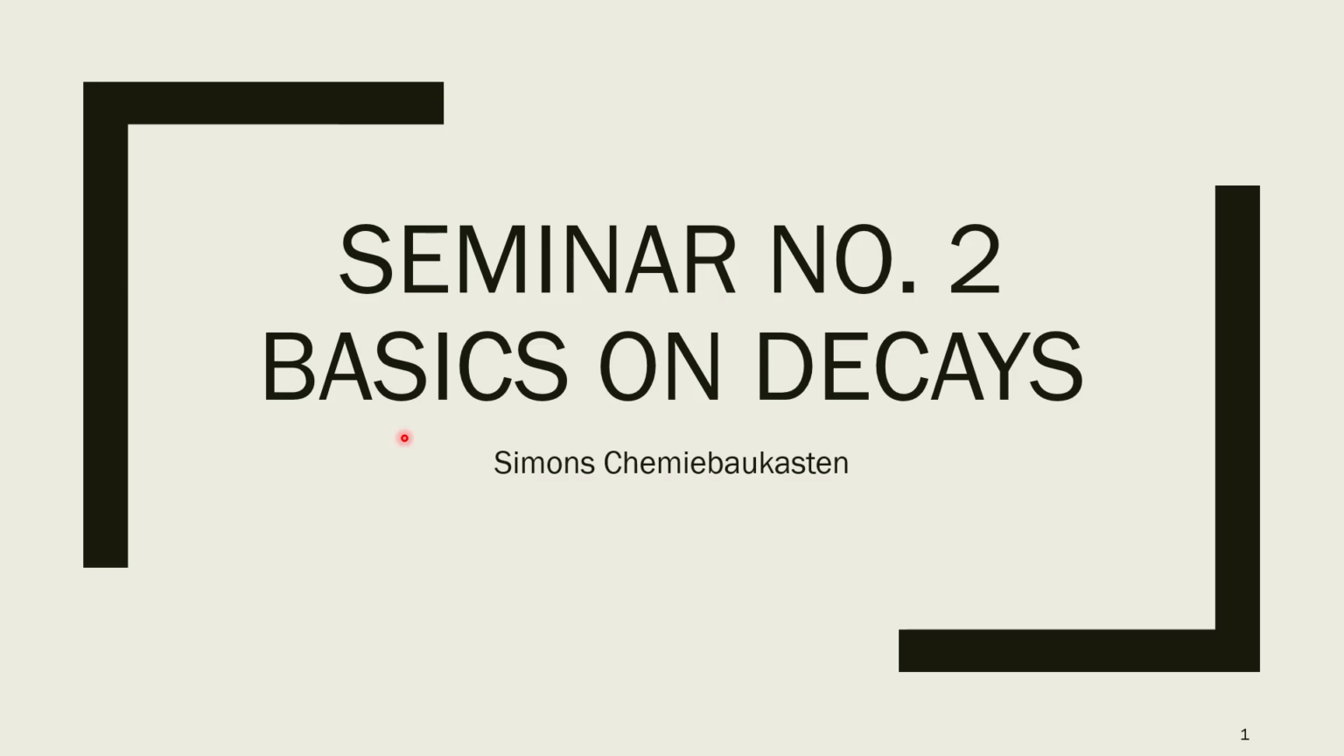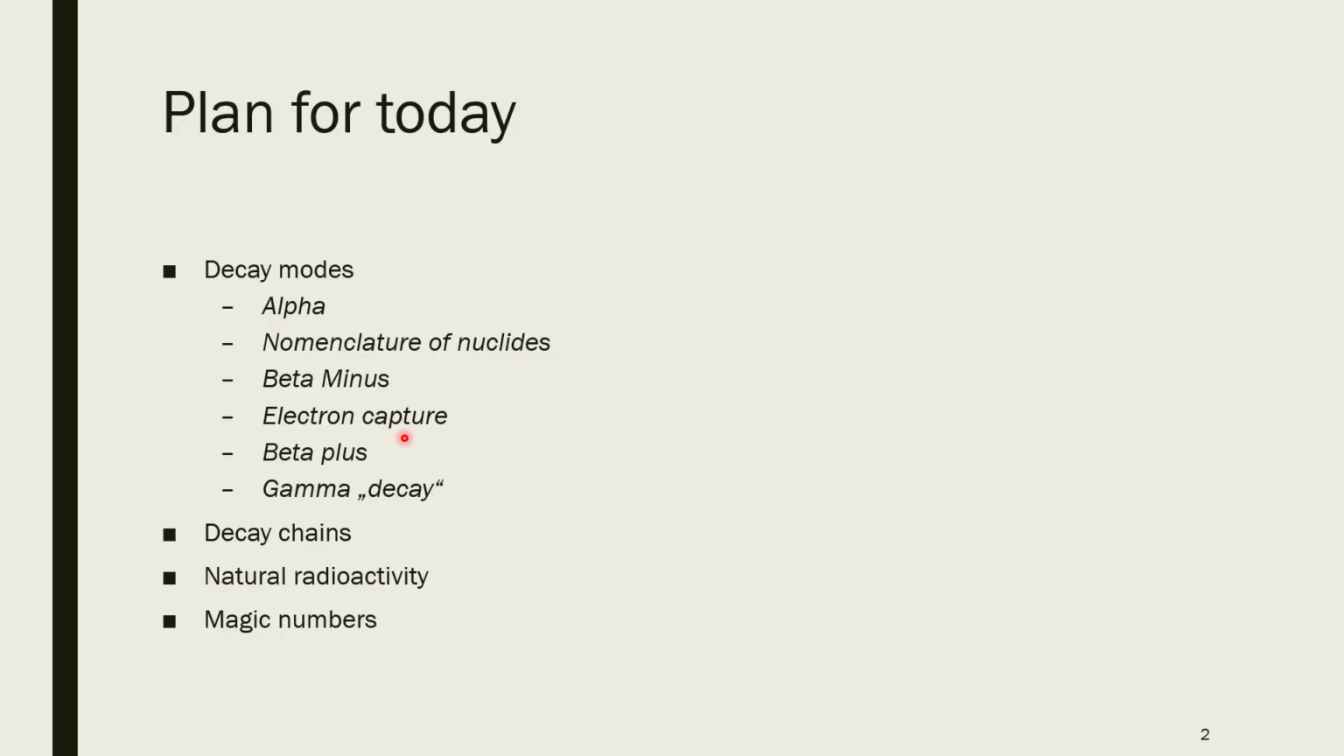Today will be a beginner-friendly seminar, so we will talk about basics on decay. For example, the most prominent or most well-known decay modes such as the alpha decay, the beta minus, the electron capture, the beta plus, and we can talk if it's correct to use the term gamma decay. And then I would briefly talk about decay chains, natural radioactivity, and magic numbers. So this will be quite a long video or seminar.